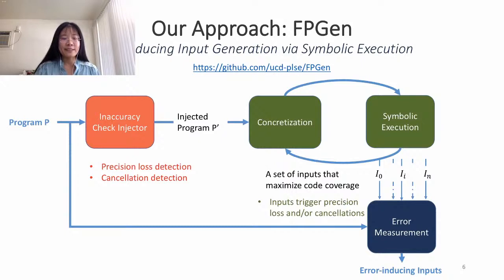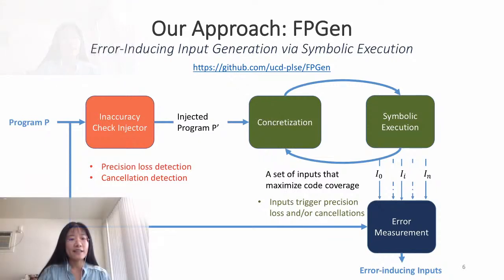We designed and implemented a tool named FPGen. This is an error-inducing input generator that uses symbolic execution. Specifically, it has 3 modules. Each module is represented by a color. The first module, the accuracy check injector, takes the program P as input, and it injects accuracy checks to detect precision loss and cancellation.